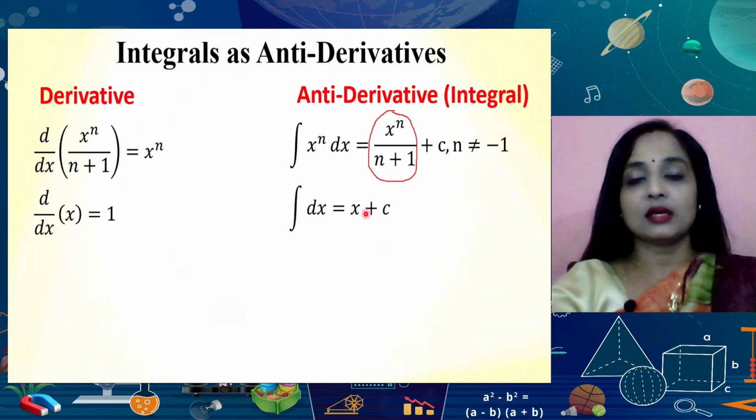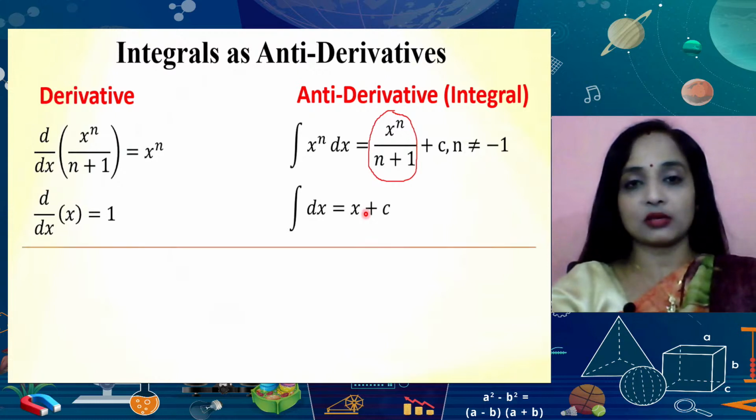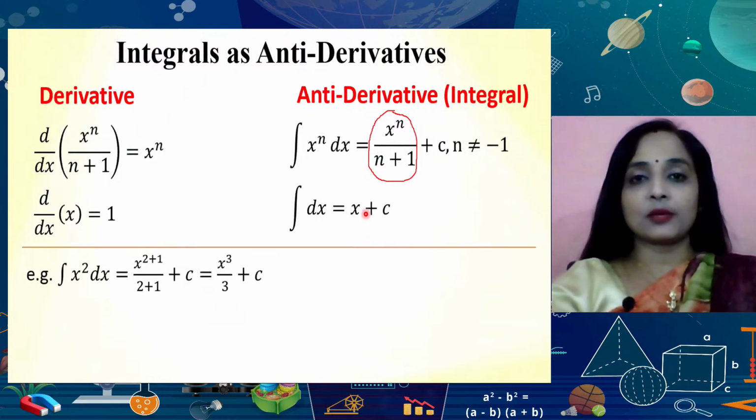Let's have one or two examples based on this. For example, if you wish to integrate x square with respect to x, how will you do it? You use this formula which has been inserted here. So it becomes x raised to power 2 plus 1 divided by 2 plus 1 plus c. So this becomes x cube divided by 3 plus c.